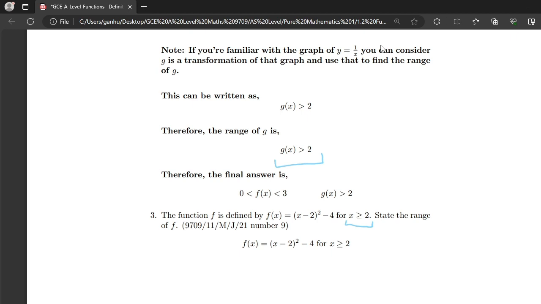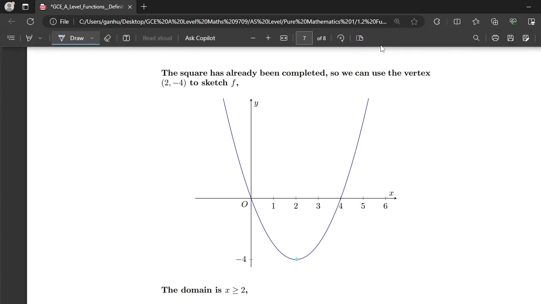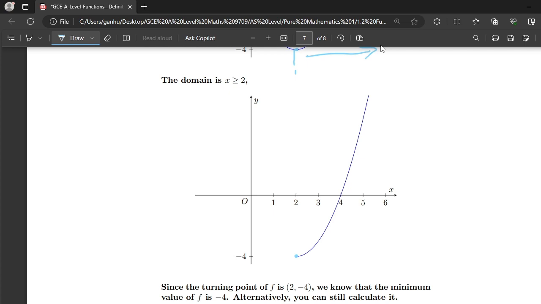To do that, in this case, we're already given the completed square form, so we can just read out the coordinates of the vertex, which are 2, -4, and we'll use that to plot our graph. And then from here, this is 2, -4, that's our vertex, and we have sketched our graph. And our domain is x is greater than or equal to 2, so that means we want the graph on the right hand side, and it will look like this, going to the right.